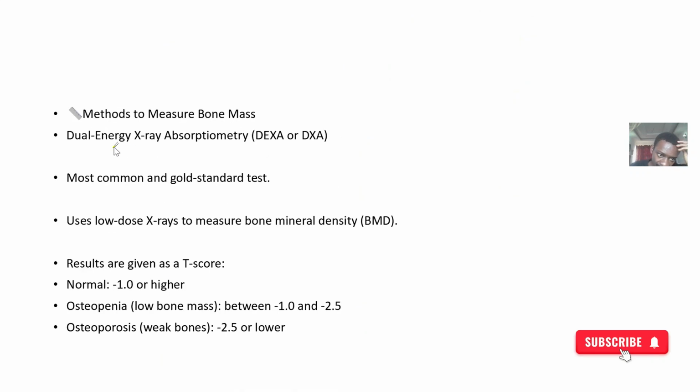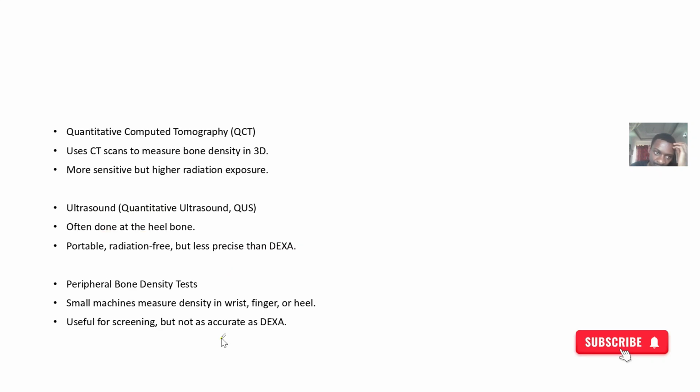The dual energy X-ray is the most common and the most sought after. It uses low dose X-rays to measure bone density. Measurements are as follows. They classify them under the T-score. If it is -1 or higher, they say it's normal. If it's getting from -1 to -2.5, it's low. Osteoporosis is when you say that everything is weak.